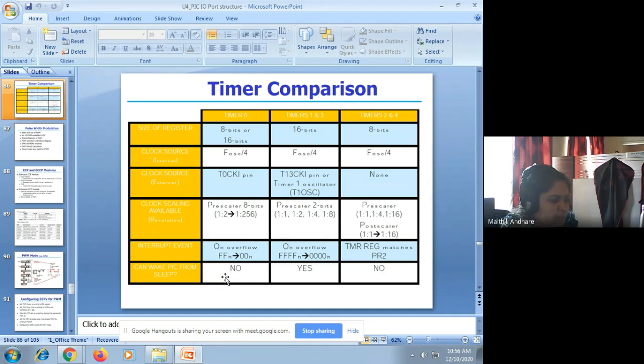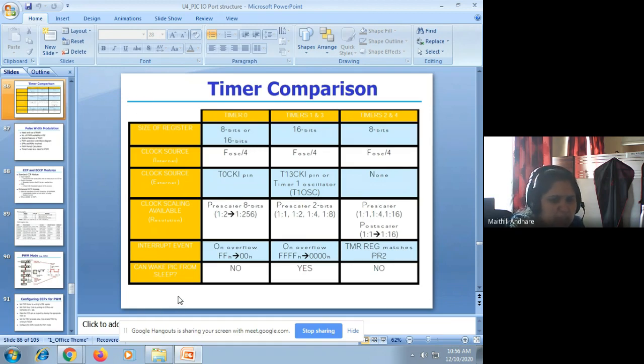Sleep means when it goes into the sleep mode, whether the timer can be used to bring it from the sleep mode to the active mode. So timer 0 is not used, timer 1 and 3 can be used, but timer 2 and 4 also cannot be used for that purpose. So this slide is very, very important.